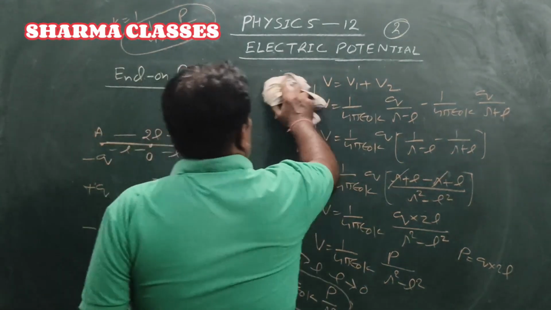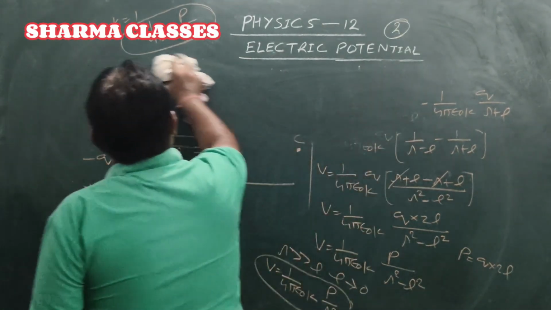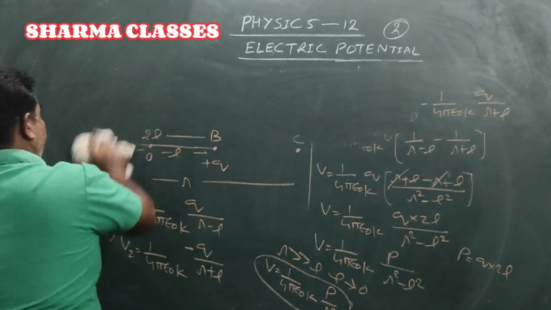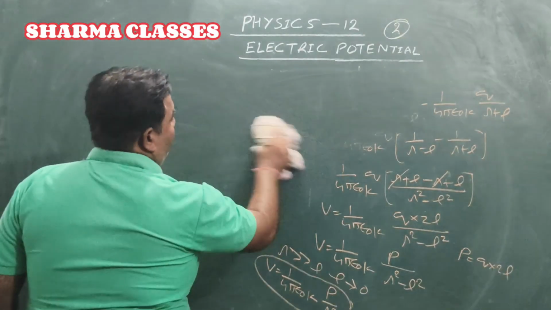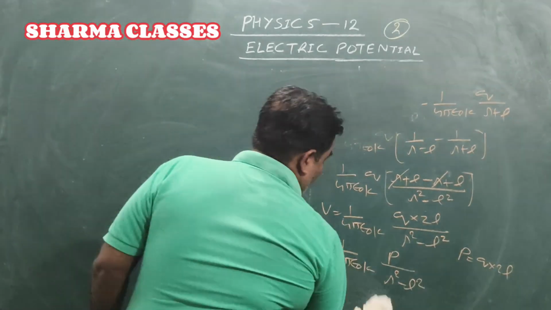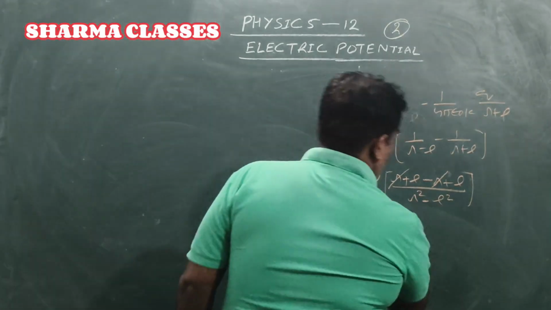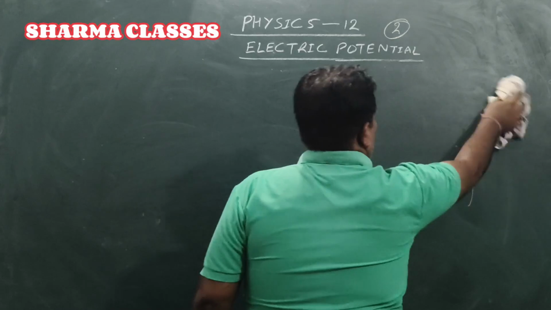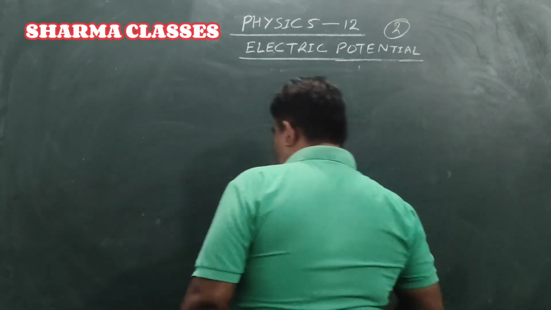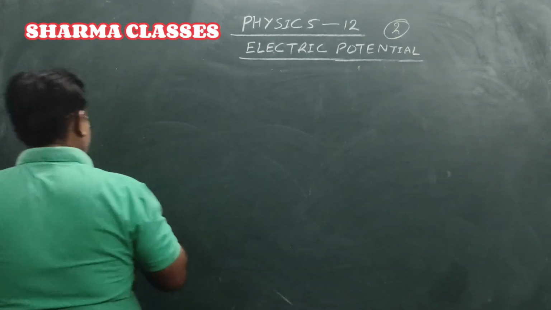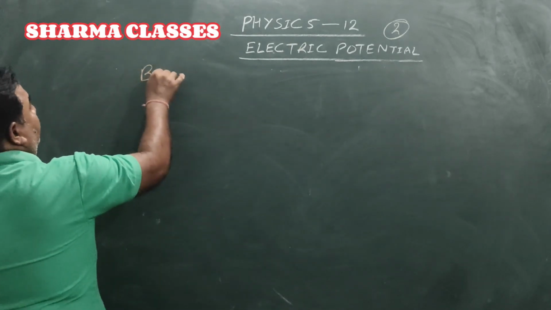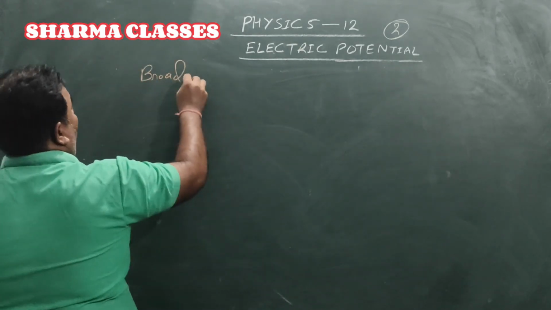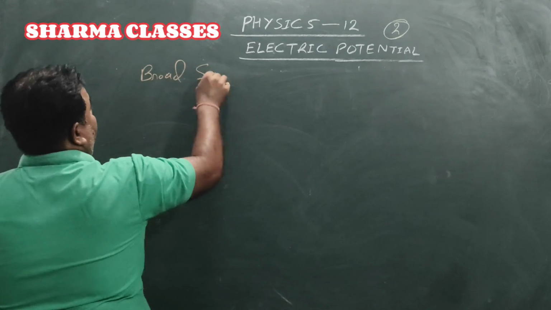Now, end-on position is done. Next is broadside-on position. When the point is taken on the axis of the dipole, that is called end-on position. When the point is taken on the perpendicular of the dipole, or on the equatorial line, that is called broadside-on position.